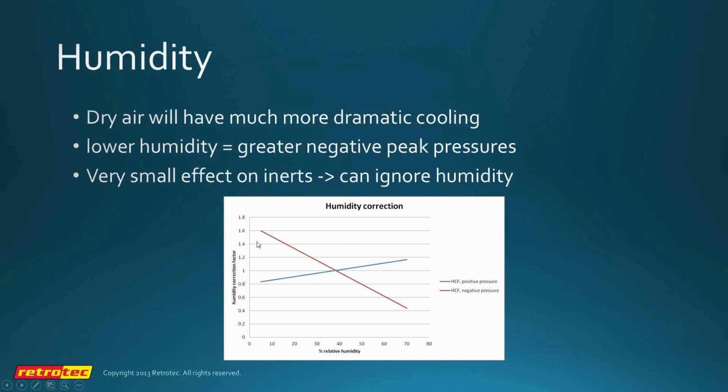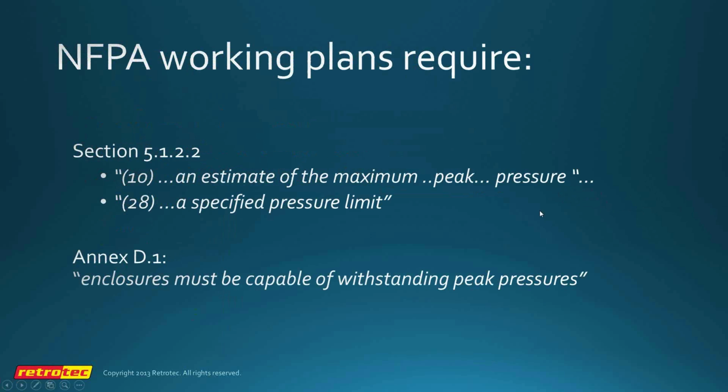So here we have the humidity. In this case, this is negative pressure. As the humidity goes down, you'll notice that the correction factor goes up, so we get more and more peak pressure, and we get a slight reverse on the positive peak pressure. As the humidity goes up, we get a little bit more positive peak pressure, not a lot more. It's mostly because of the fact that we're not going negative, so it tends to allow the enclosure to go positive more. So we won't get into the design too much.